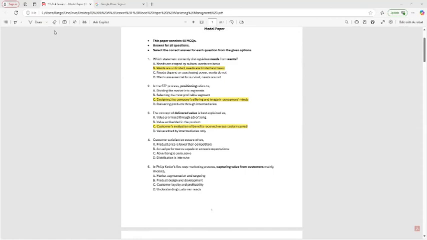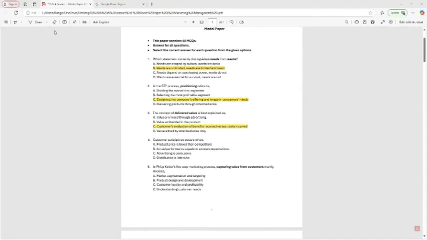So here you can see customer delivered value, the last question. Delivered value means cost with the value. We compare our total cost and customer value. So between this cost and value, we calculate customer delivered value.